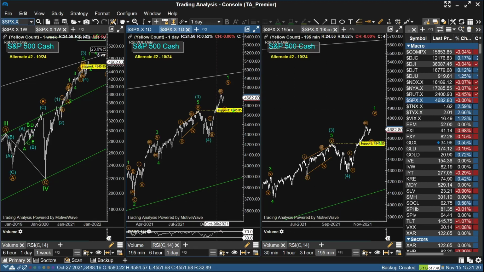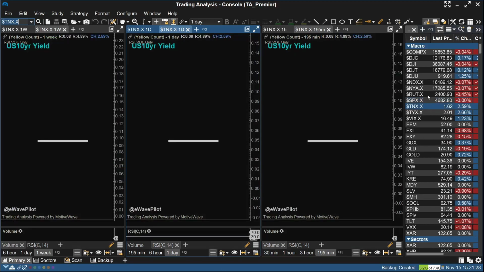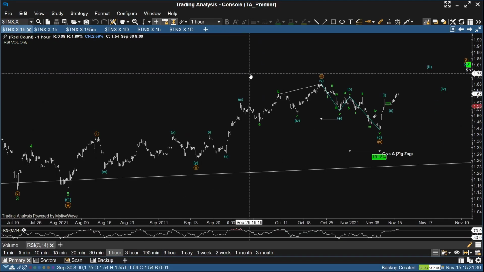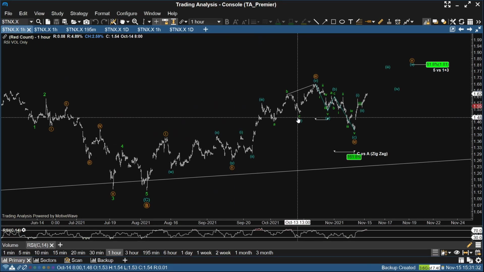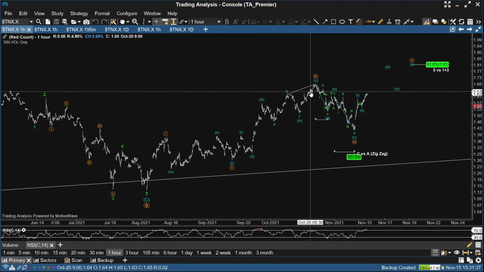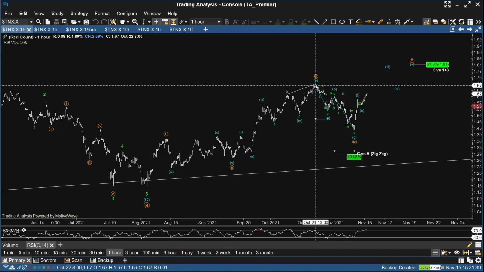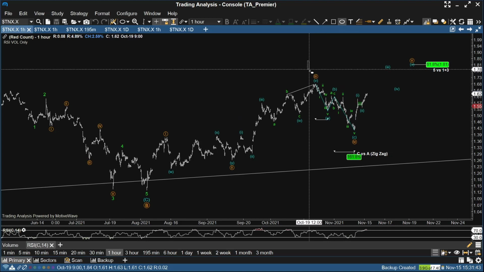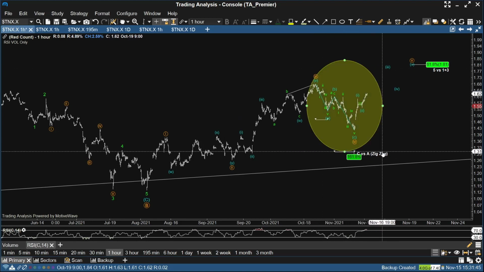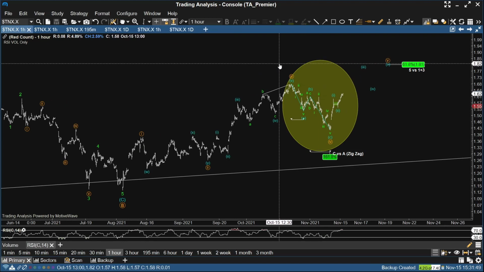Okay. Now, before discussing my alternate end-of-year scenario to wrap up the video, let me take you into oil, dollar, and yields. First up, 10-year yields. Taking a look at 10-year yields, we talked about back on October 19th the idea that we were going to break to 1.67. 1.67 was met. This is one of the key 1-hour charts that I am watching across the market.